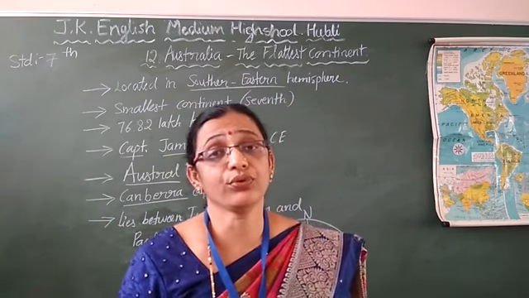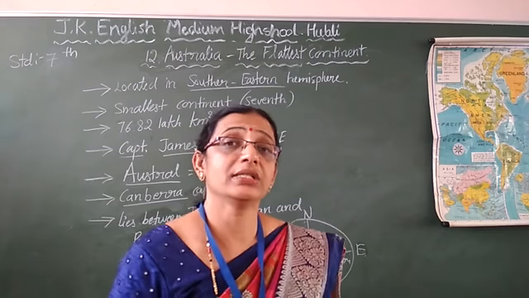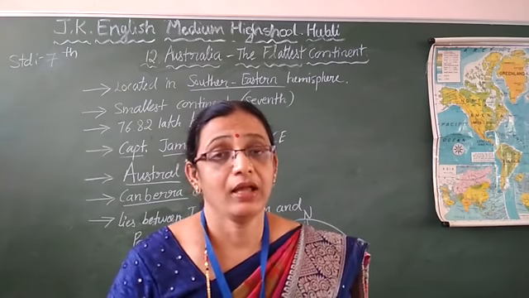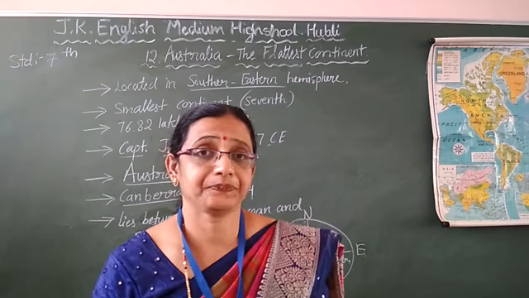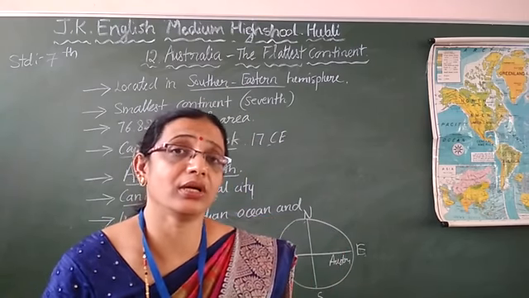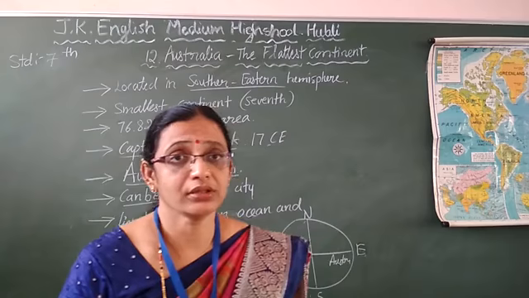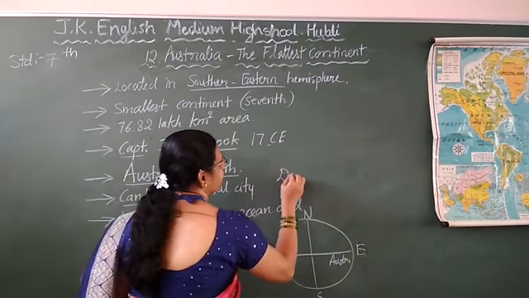Because 94% of the land in Australia is above sea level, 600 meters above sea level. And that land is flat lowland. Because of this reason it is called the flattest continent. Followed, children? And it is also called the desert continent.